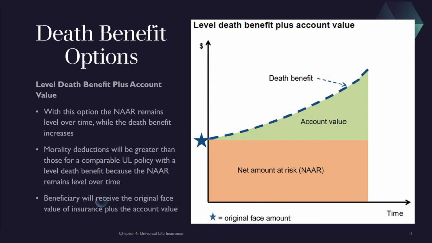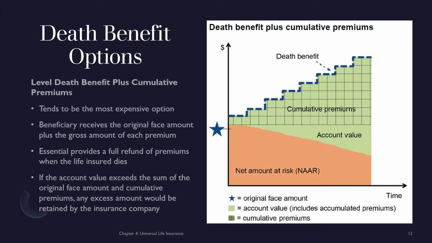Another option is the level death benefit plus the account value. So with this option, the net amount at risk remains level over time, while the death benefit increases. Mortality deductions will be greater than those for a comparable UL policy with a level death benefit because the net amount at risk remains level over time. The beneficiary will receive the original face value of insurance plus the account value. So this option may be suitable for those who deposit large premiums in excess of the amount required to minimally fund the policy.